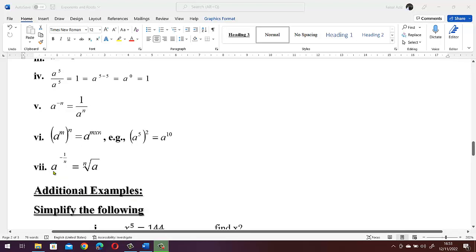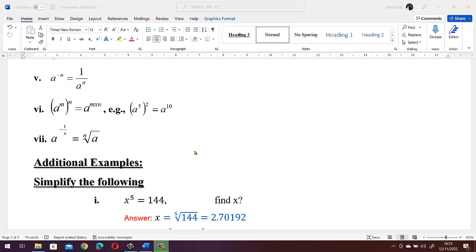And number 7, you can see that we have a power 1 upon n. This is not a minus, it is 1 upon n. So here it can be written as the nth root, and then inside we write a, so a nth root.